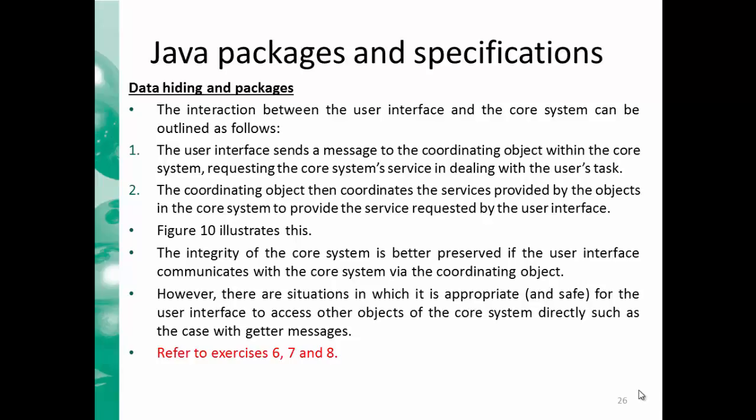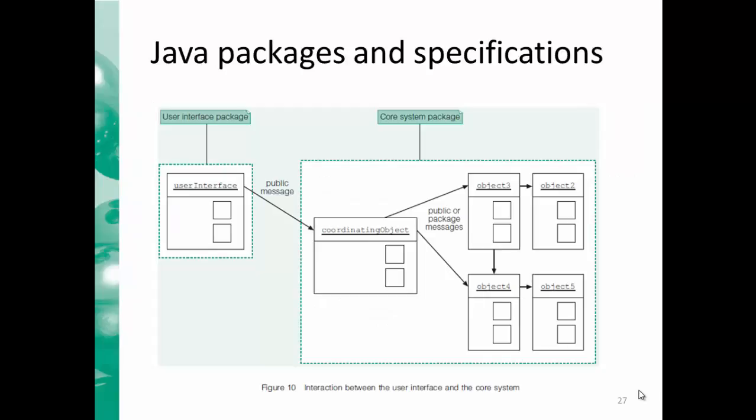In figure 10, we illustrate the interaction between the user interface and core system objects, especially when using the coordinating object. This kind of interaction between the interface and the core system objects can be outlined as follows.